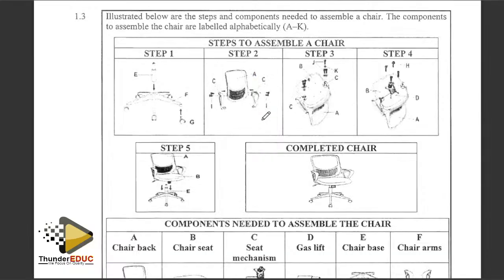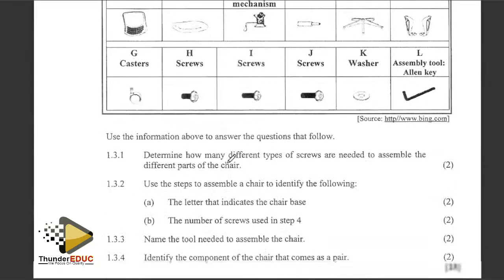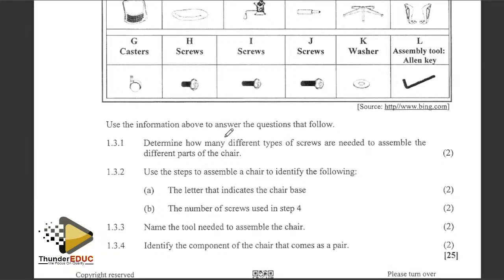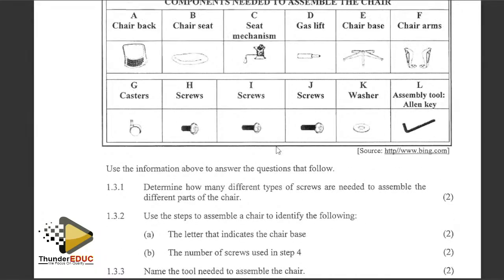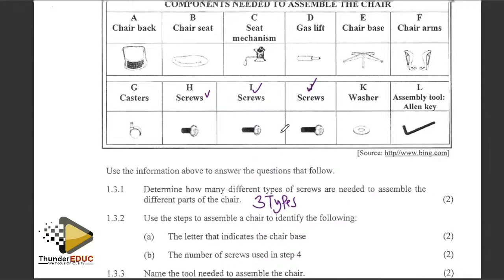Okay, 1.3. Illustrated below are steps and components needed to assemble a chair. The components to assemble the chair are labeled alphabetically from A to K. All right, these are the steps taken. Determine how many different types of screws are needed to assemble the chair. So screws are here. How many different types? So we have 1, 2, 3. We shall say there are 3 types. Type H, type I, type J.